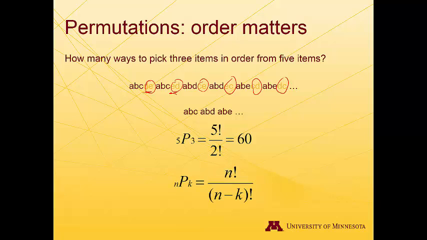In general, the formula for that is n factorial divided by n minus k factorial. And what you should think about is that you are throwing away n minus k items, and you need to divide out by their order, because their order in the trash does not matter.